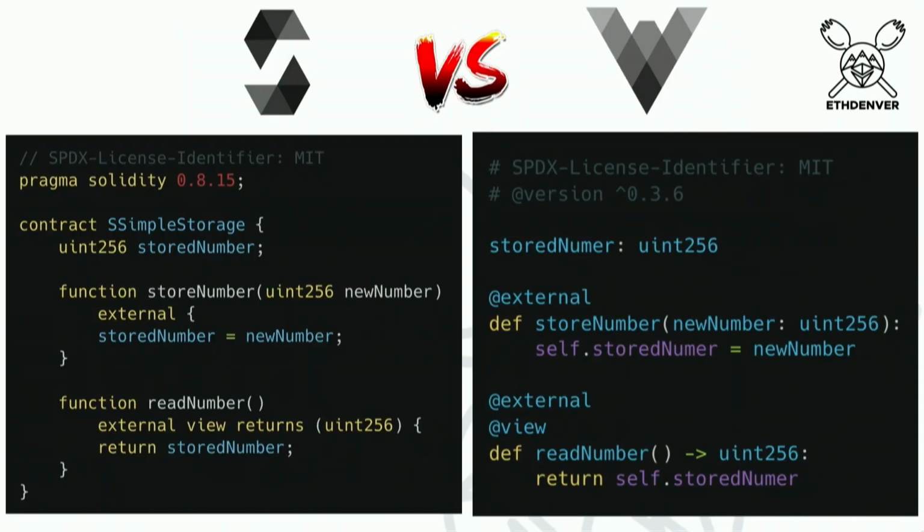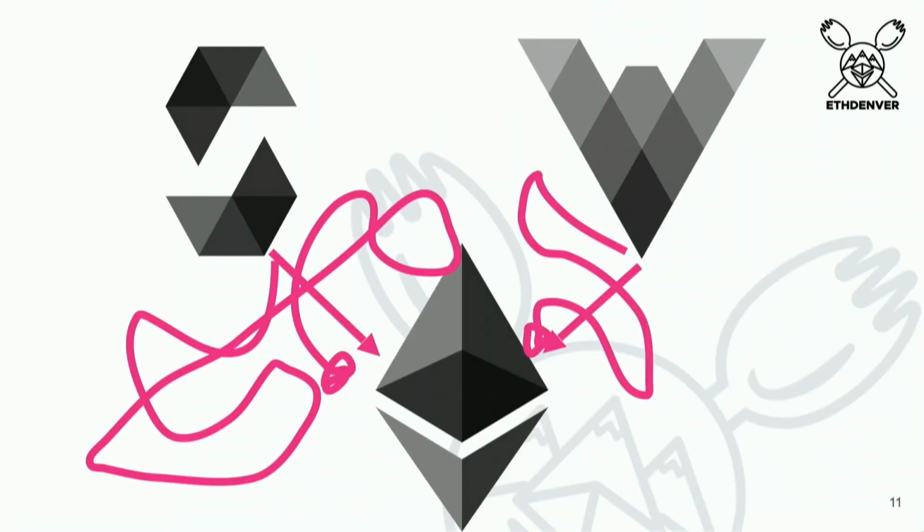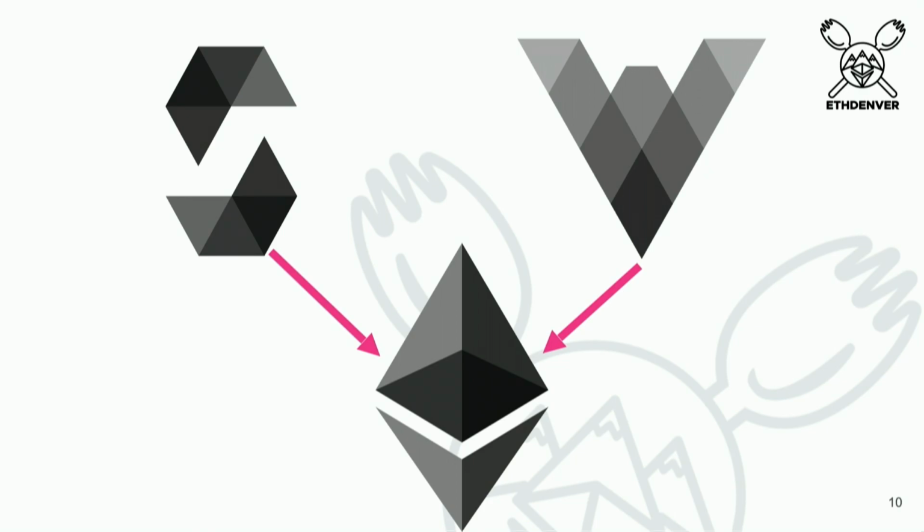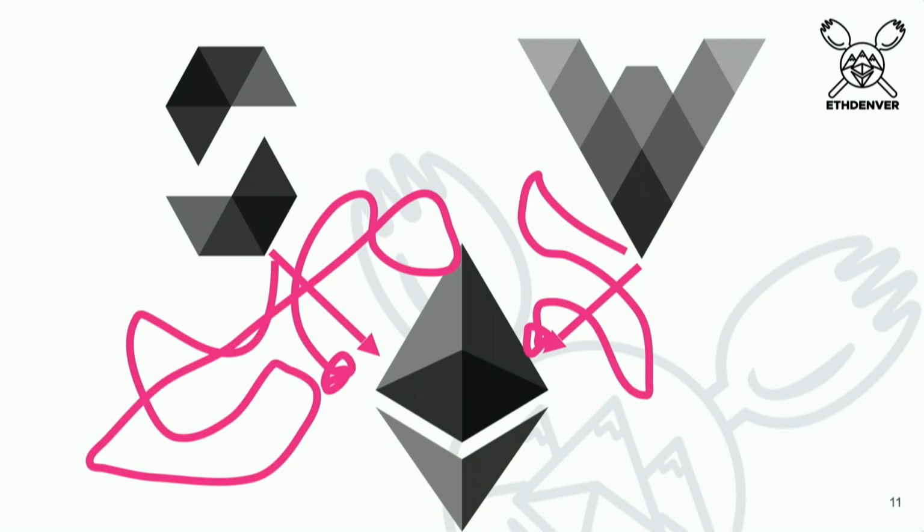Here are our combatants. Here are our 2 contracts that will be doing gas battle against each other. They do essentially the same thing, because at the end of the day, that's what high-level languages do. Both Solidity and Vyper compile down to EVM opcodes. They just do it in their own unique ways.